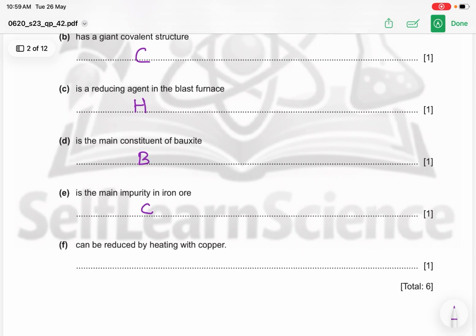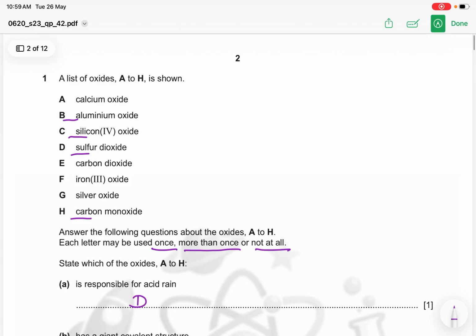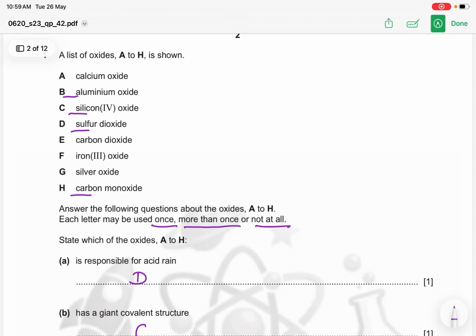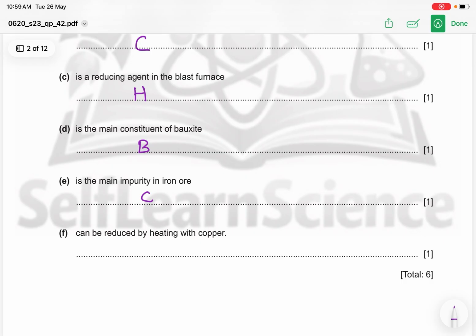Can be reduced by heating with copper. So, after copper in the reactivity series, we have silver. So we have silver oxide here, that can be reduced, or silver can be displaced when it is reacted with copper. So we'll write G here.